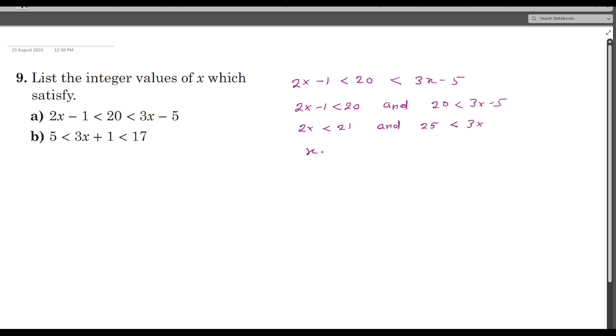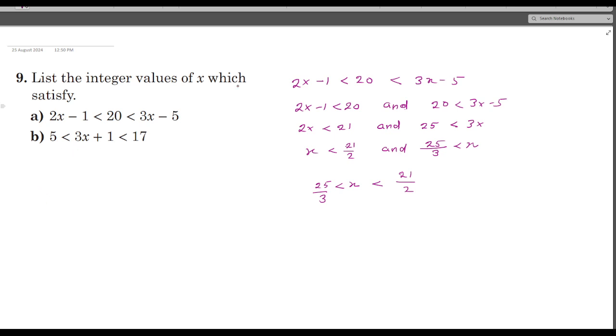So this gives me x less than 10.5 or 21 divided by 2. And here I will divide by 3. So I will say that 25 divided by 3 is less than x. So that gives me x greater than 25 divided by 3 and less than 21 divided by 2. So this is the value of x.